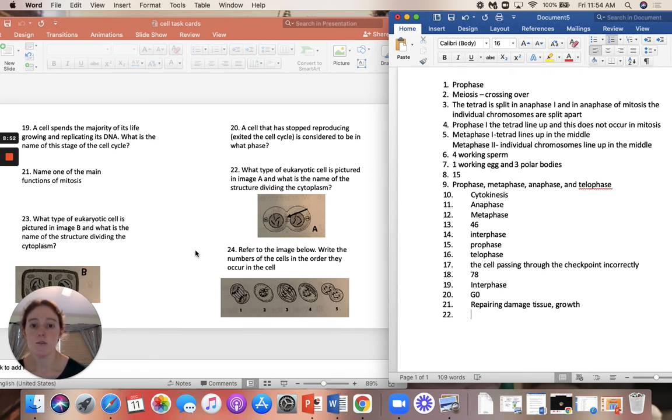Okay, 22. What type of eukaryotic cell is pictured in image A, and what is the name of the structure dividing the cytoplasm? So this is going to be an animal cell, because we're going to see a plant cell in a bit. And that is called a cleavage furrow.